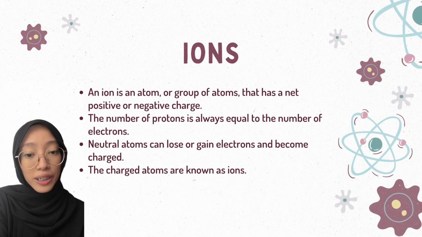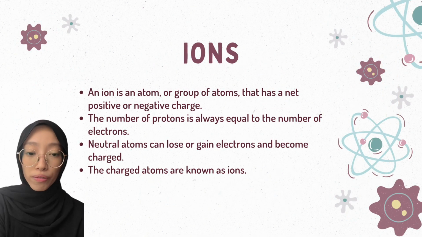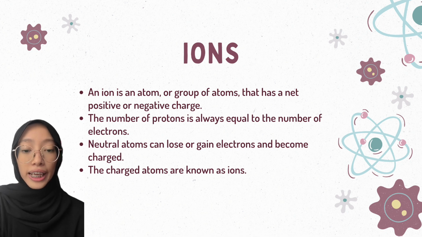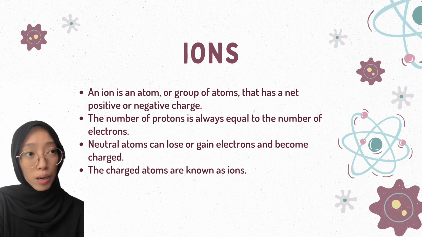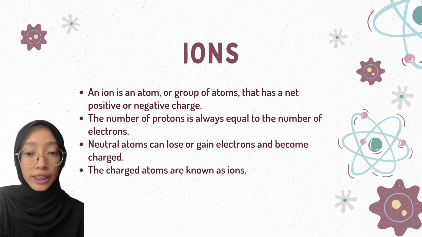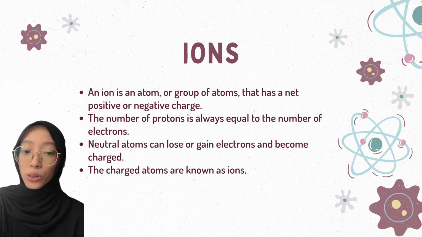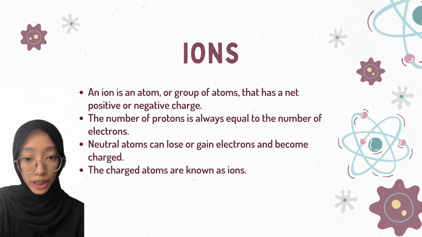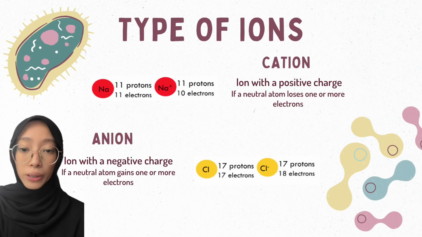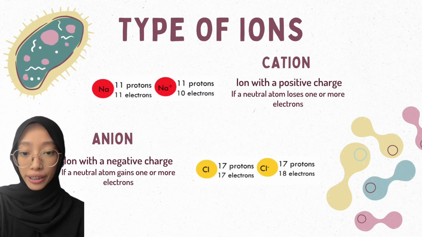Next, an ion is an atom or group of atoms that has a net positive or negative charge. In any given atom, the number of protons is always equal to the number of electrons. Neutral atoms can lose or gain electrons and become charged. The charged atoms are known as ions. There are two types of ions, which are cations and anions.